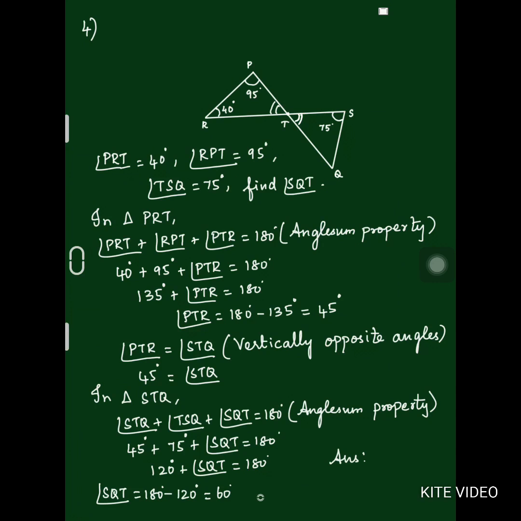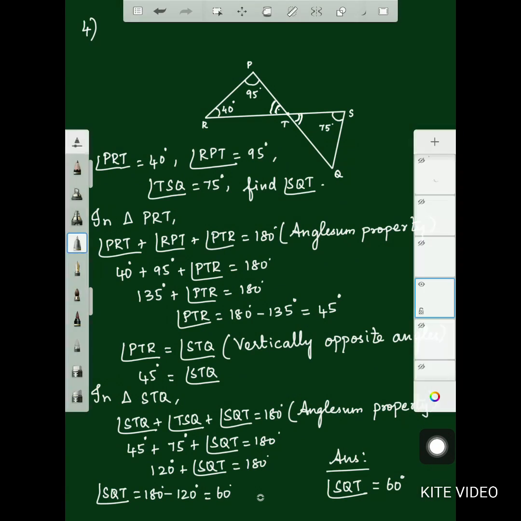So, what is that SQT angle? Angle SQT is equal to 60 degrees. Hope it's clear, children. Two angles of a triangle are given, so we found the third angle using angle sum property. And we know angle PTR and angle STQ are vertically opposite angles. So whatever PTR we found as 45, STQ is also 45. Again, we know the two angles of a triangle, so we found the third angle using angle sum property. Hope it's clear, children.